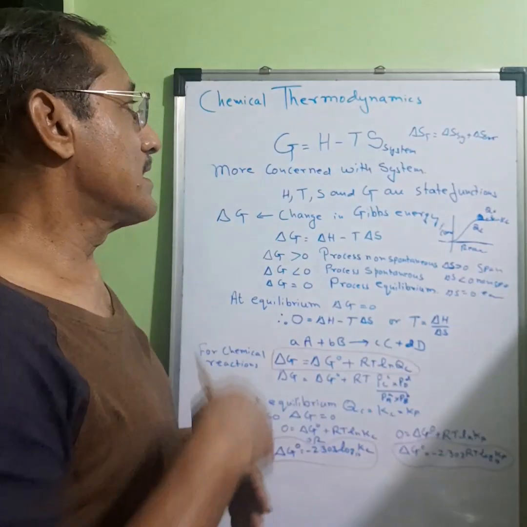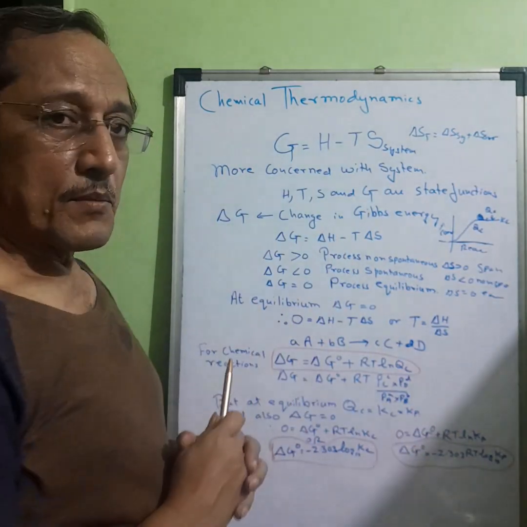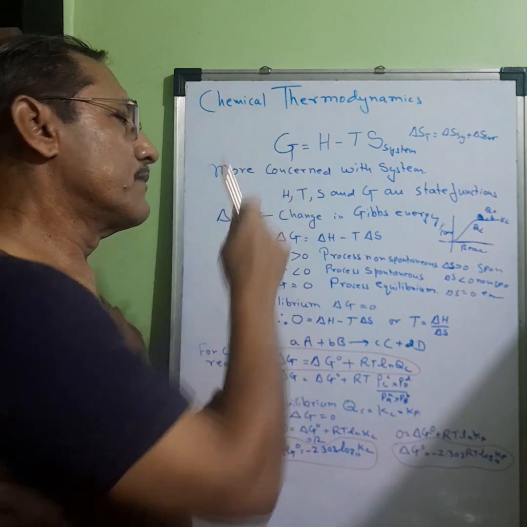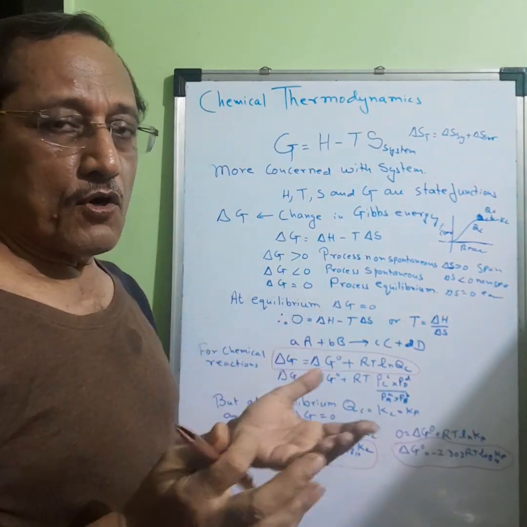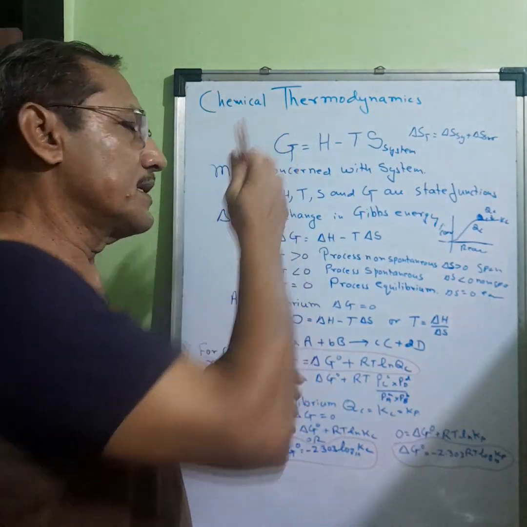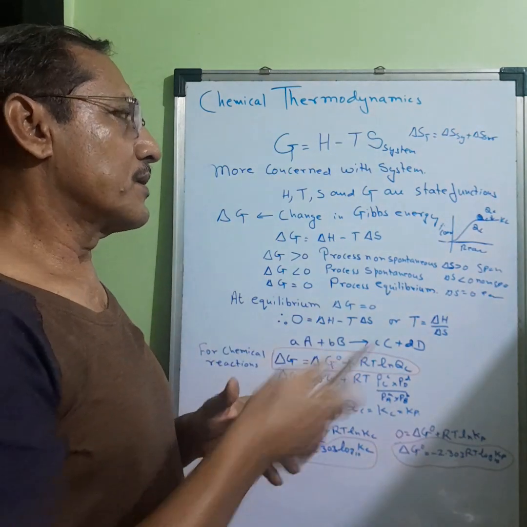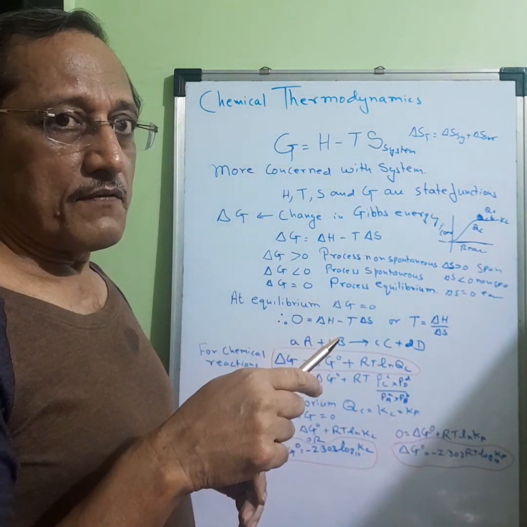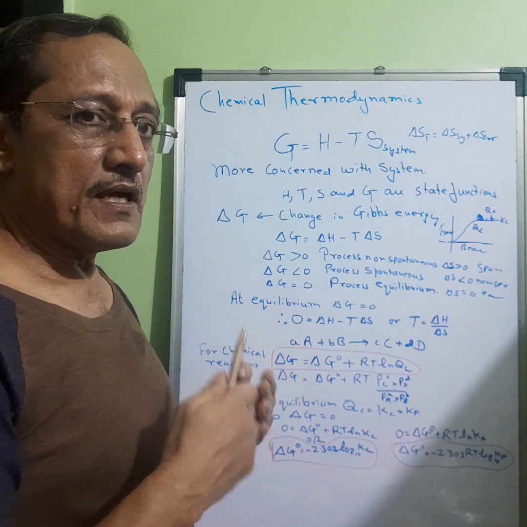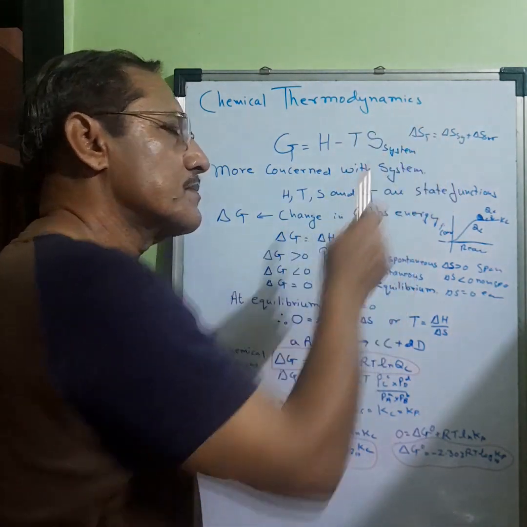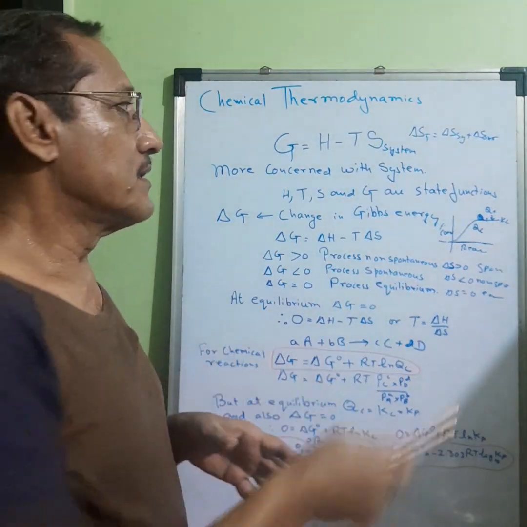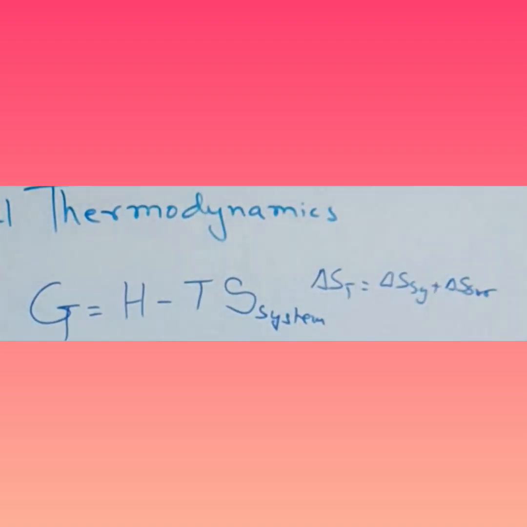Hi guys, let's move ahead in chemical thermodynamics. Now let's talk about Gibbs energy. Now we all are aware why Gibbs energy came into the picture. Because in our earlier video we saw that we started with entropy of system and then we ended up with entropy total, which included even the surrounding.